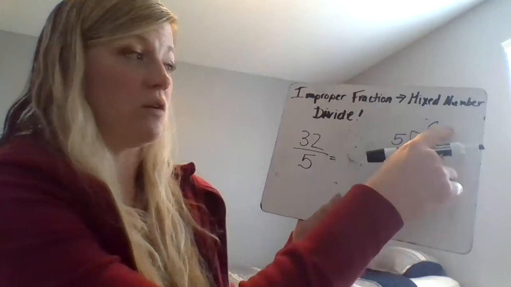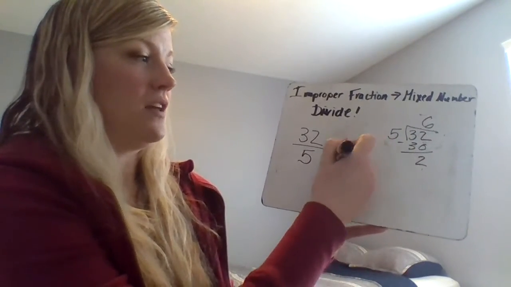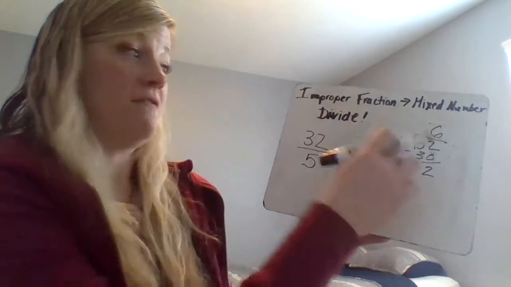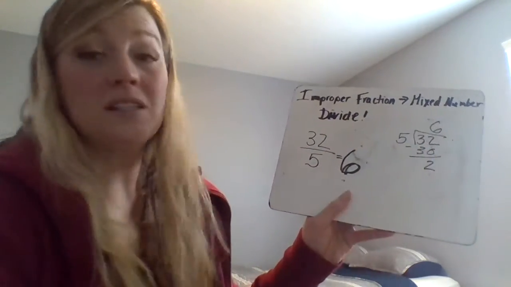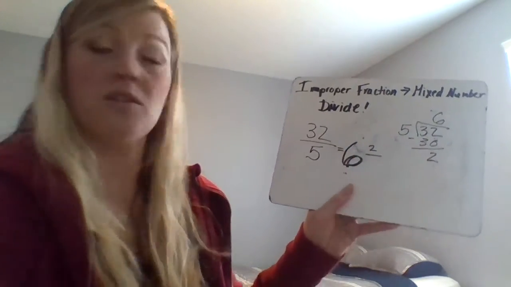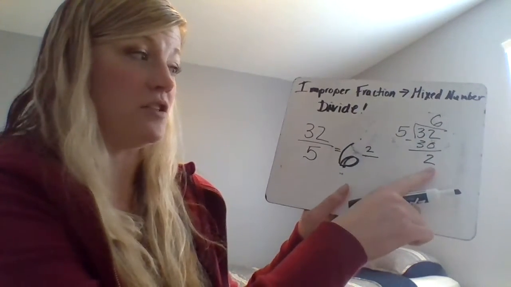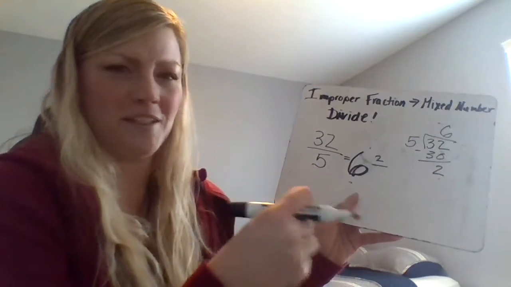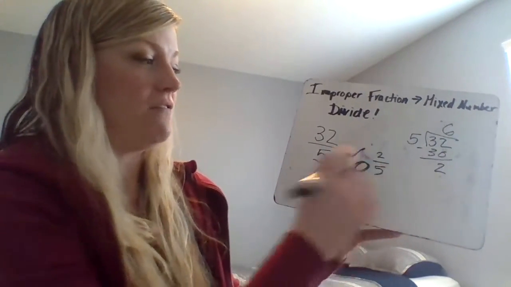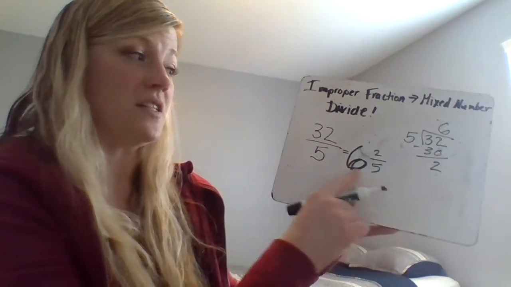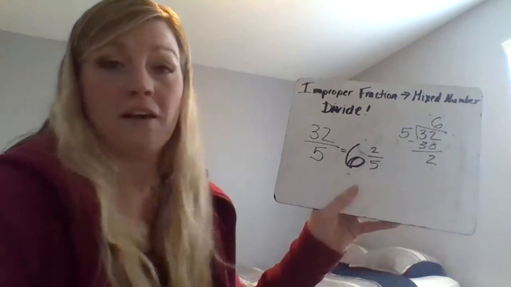This 6 is our whole number because there was 6 groups of 5 fifths. So that means every 5 fifths is a whole. So that means that there was 6 wholes. And then there's 2 pieces left over. So my remainder becomes the numerator. That's how many fifths are left, 2. And my denominator dominates, right? We say the denominator dominates, and it always stays the same. So we have fifths here. There's also fifths there. So that means 32 fifths is 6 wholes with 2 fifths left over.